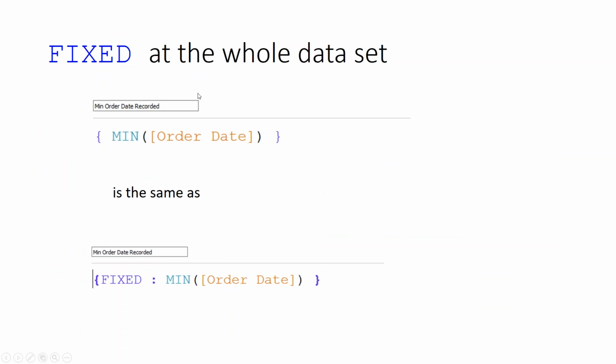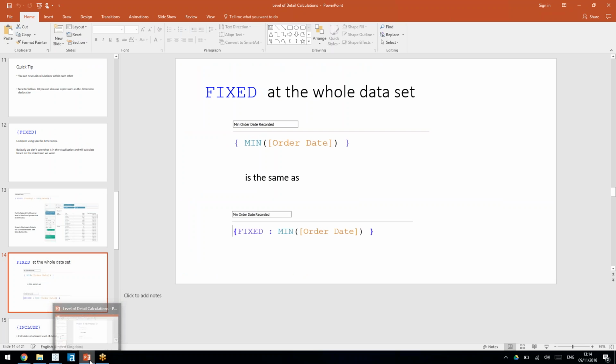Then you can also do a fixed whole data set calculation, so you don't need to include the fixed. If you're doing the whole data set, you don't need to specify fixed at top level. If you just put the curly brackets around the expression you want to fix, it'll come out the same as fixed total.